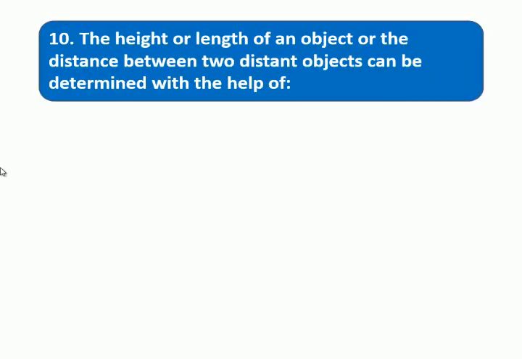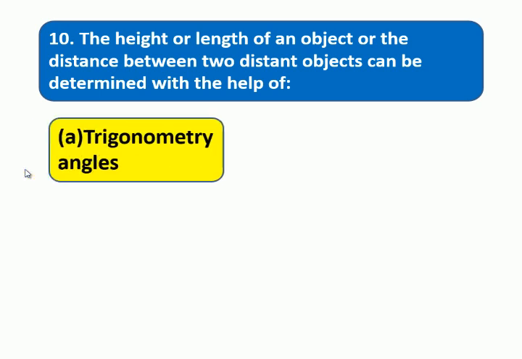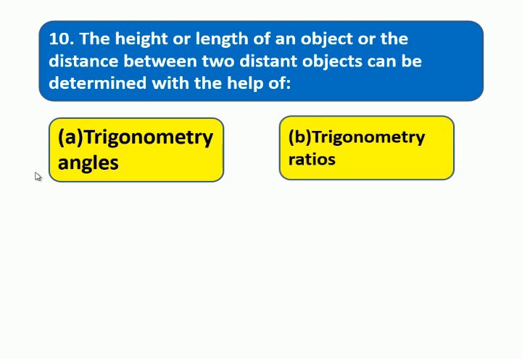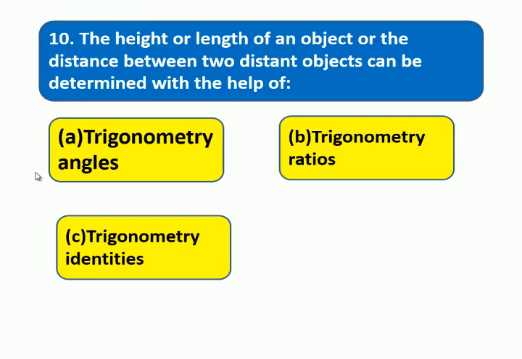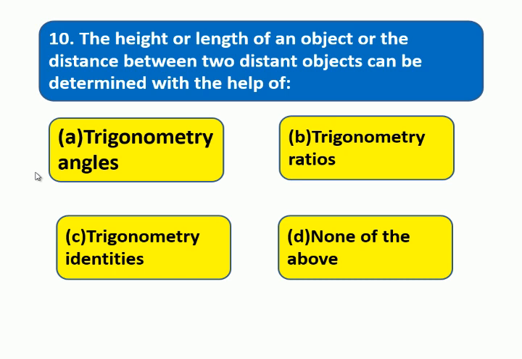The height or length of an object or the distance between two distant objects can be determined with the help of: your options are trigonometry and angles, trigonometric ratios, trigonometric identities, and none of the above. You can find the correct one, either A, B, C or D.